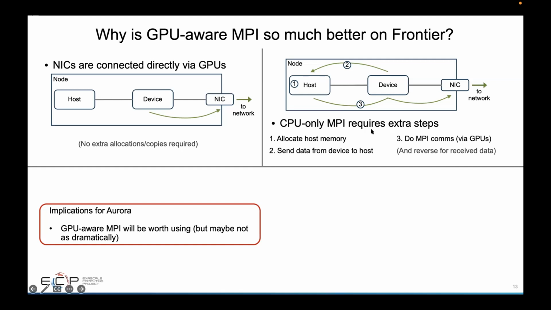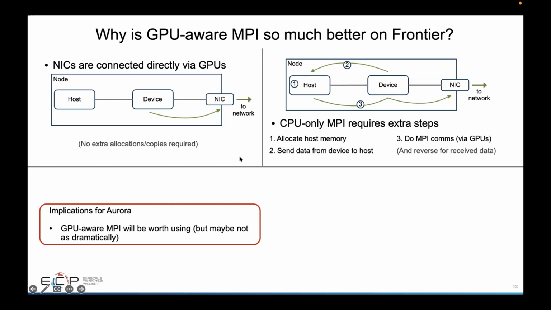Whereas with CPU-only MPI, there's some extra steps, because first we need to allocate host memory, and then we need to send the results from the device to the host, and then we do the actual MPI communication, and then the same in the other direction.